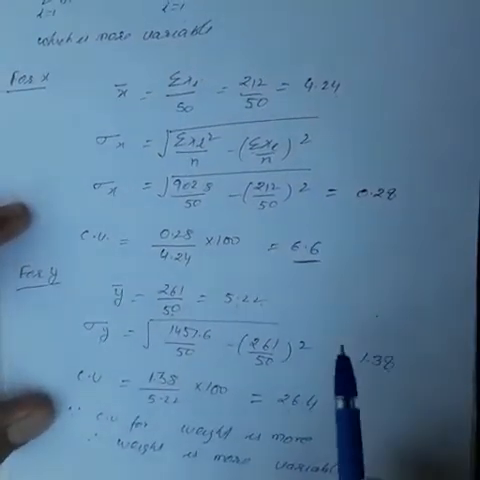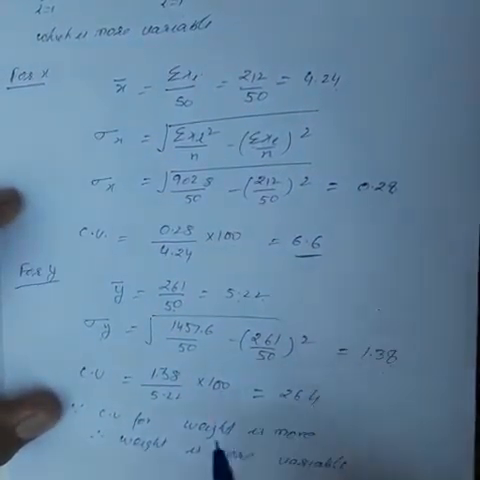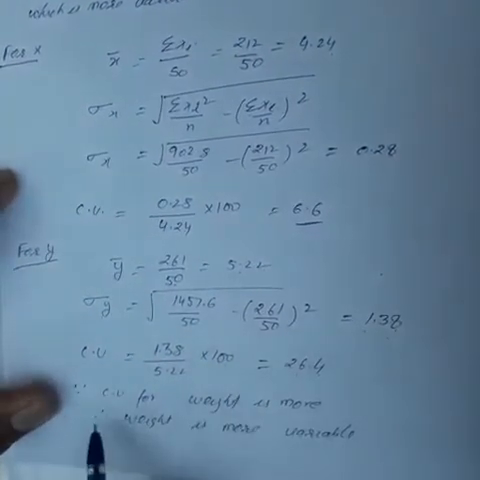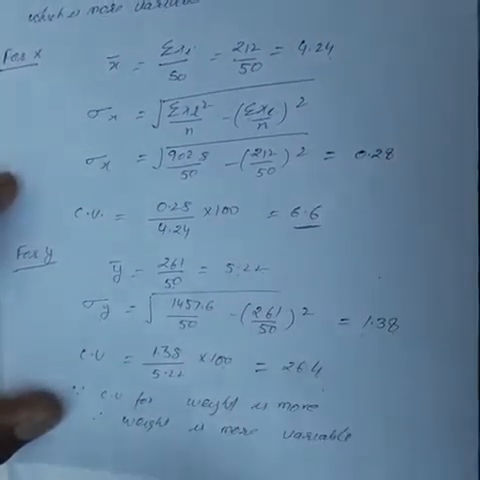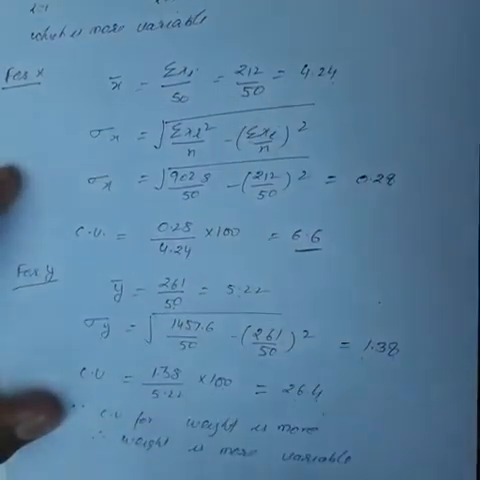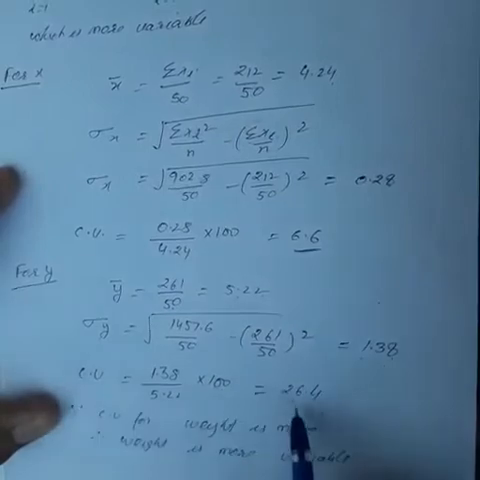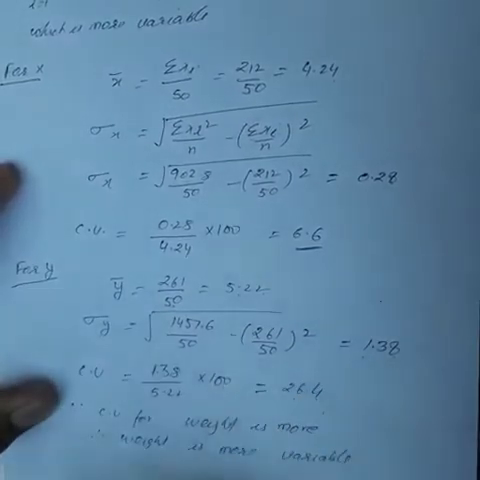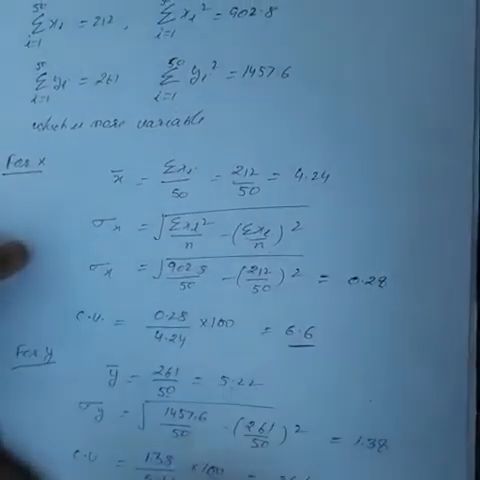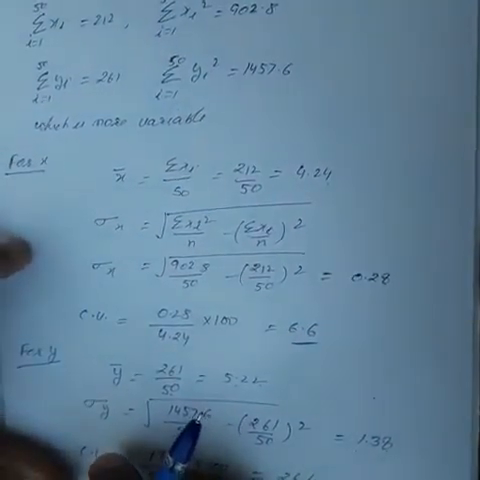So you observe the coefficient of variance for the two, and clearly this is greater. So it means observation y, or weight, is more variable. The coefficient of variance is greater for y, so that's why y is more variable. That's all for today. You try all the questions of this exercise. Thank you.